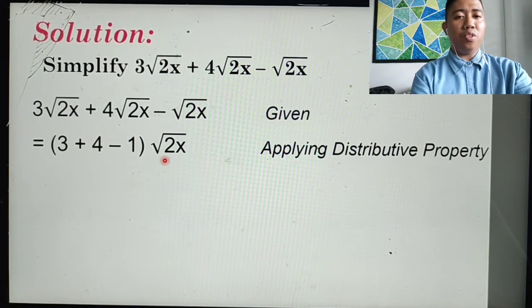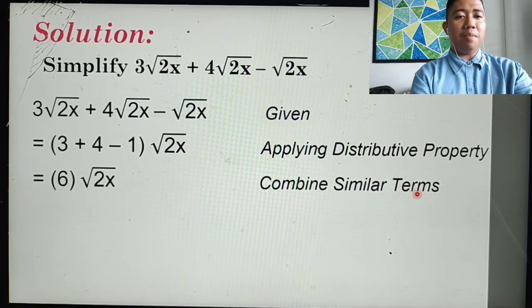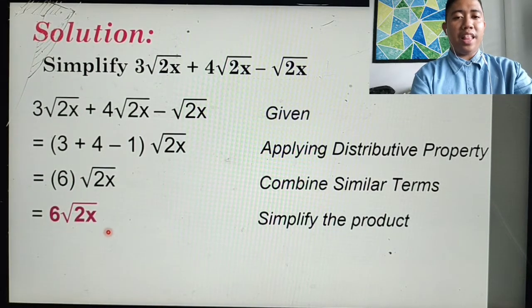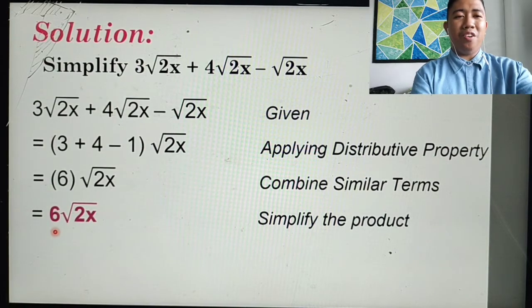The next step to do is to combine similar terms, which is 6 times the quantity square root of 2x. And then we'll be going to simplify the product by eliminating the parentheses. So it becomes 6 times the square root of 2x, and that is our answer. So let us proceed to the next illustrative example, number 4.